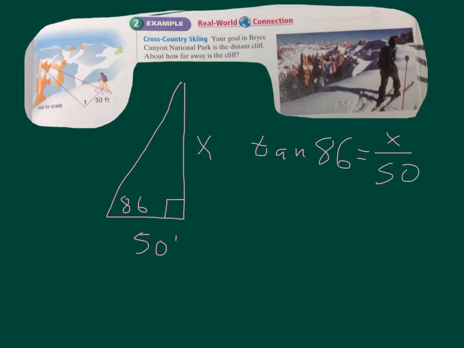So to solve this, you're just going to multiply both sides by 50. So 50 times the tangent of 86 degrees equals x. Then you're going to plug exactly that into your calculator, and you will get x to be approximately 715 feet. And I will make sure you are plugging that into your calculator correctly.